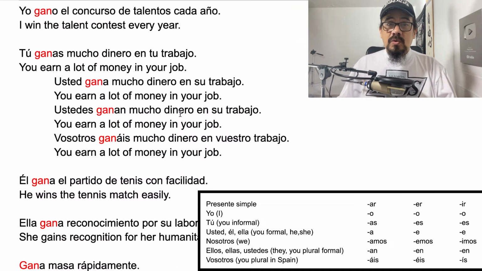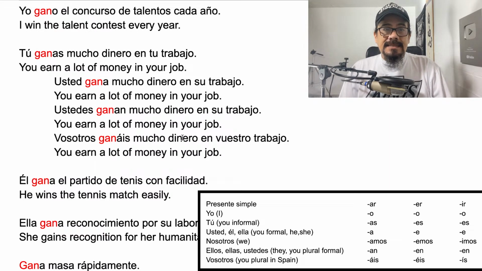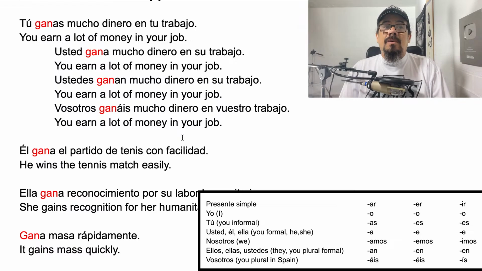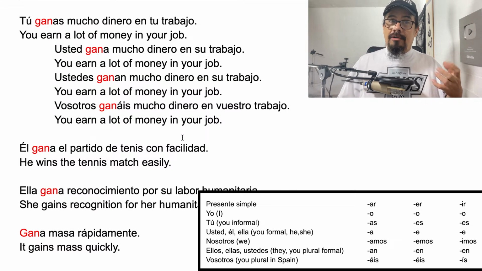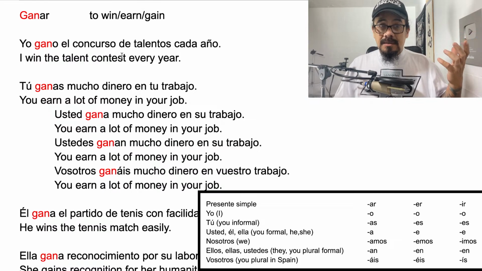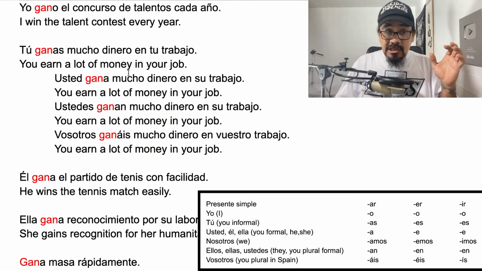Yo gano el concurso de talentos cada año. Yo gano. I win the talent contest every year. Tú ganas mucho dinero en tu trabajo. You win a lot of money in your job. I mean, you earn, because you make money. You earn. Tú ganas dinero en tu trabajo. Unlike yo gano el concurso, it's a contest, I win. But in Spanish it's the same.